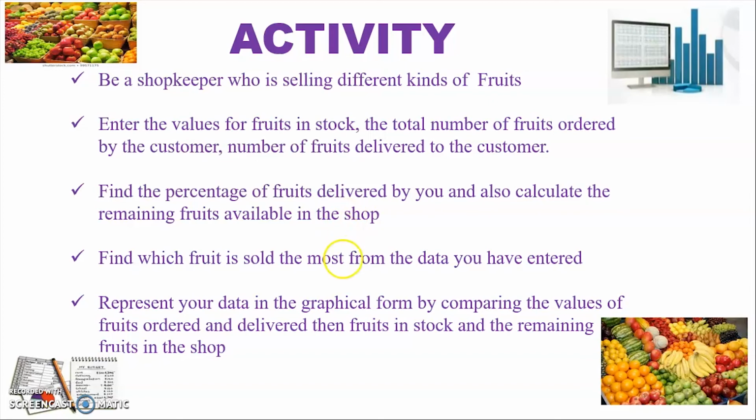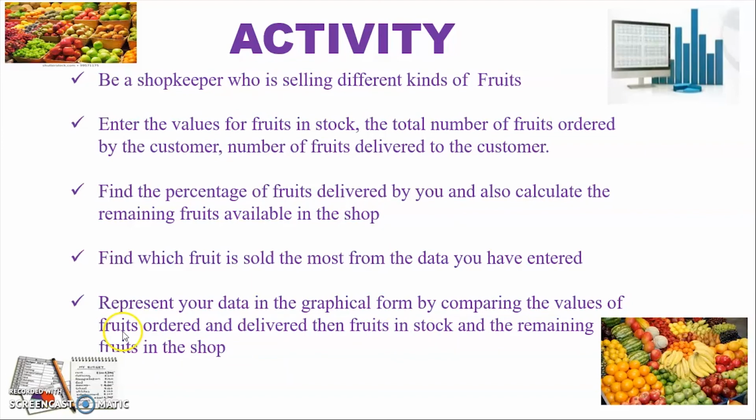Or else do the calculations in your notebook and then send it to me. So you have to find the percentage of the fruits delivered by you and also calculate the remaining fruits which are available in the shop. And then you are going to find which fruit is sold the most, the fastest selling fruit, and you are going to represent your data. The data you are going to compare and represent is the fruits ordered by the customer, the fruits in the stock, and the remaining fruits in the shop.